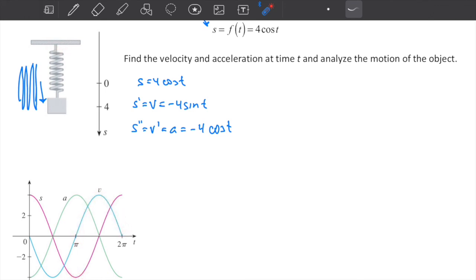Acceleration works just the same. Notice that there's a connection. When we're starting off, we have 0 velocity, but our acceleration is greatest in that negative direction, up in this case. When our object is at equilibrium, it has the greatest negative velocity, so it's speeding up at the fastest, but the acceleration is also pausing, because then the acceleration starts moving down.